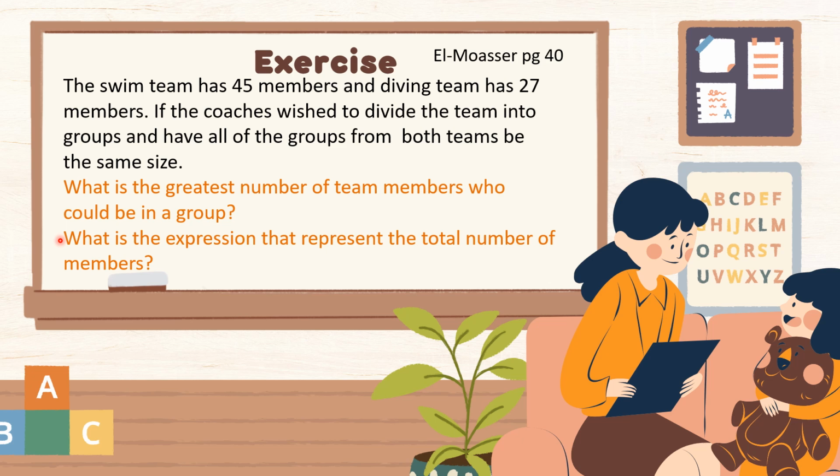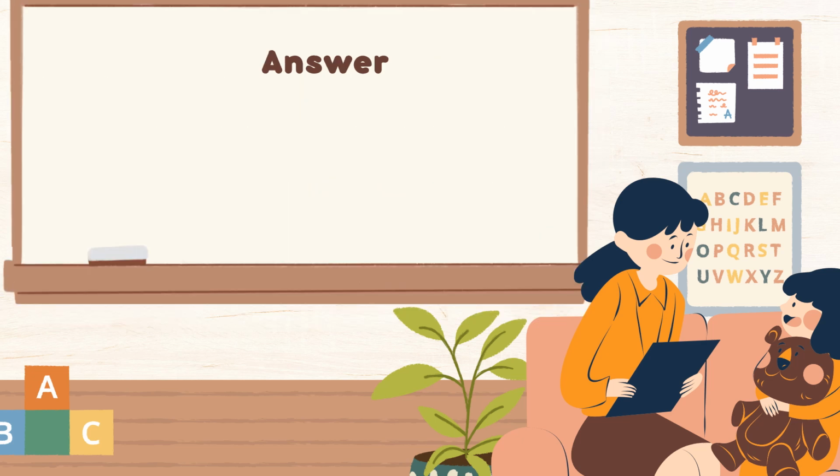We will go and solve the first requirement, which is the GCF. He wants the greatest number of team members. And we have the requirement: the GCF will be between the 45 and 27. So we have two numbers, 45 and 27. This is the given information, and the requirement is the greatest. First requirement is the GCF. Let's go, and who can tell me what we will do?